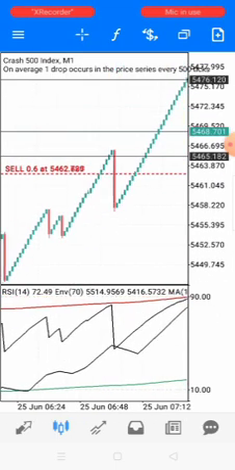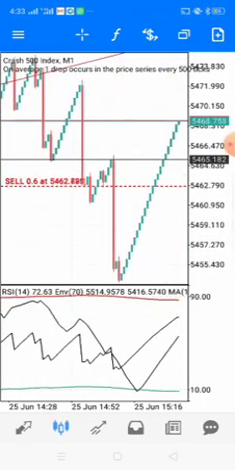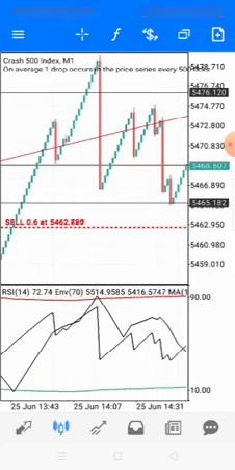Still going. I don't care, my SL is up above. All right, so make sure that you understand the strategy before you apply it to your live account, guys. Make sure you understand the strategy perfectly before you apply it to your live account.